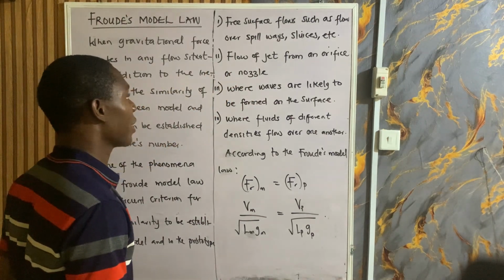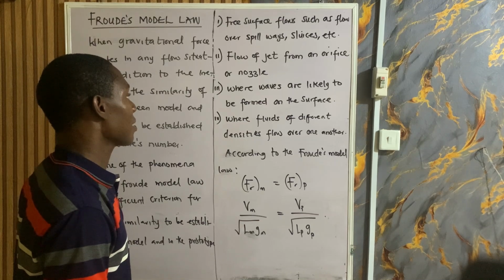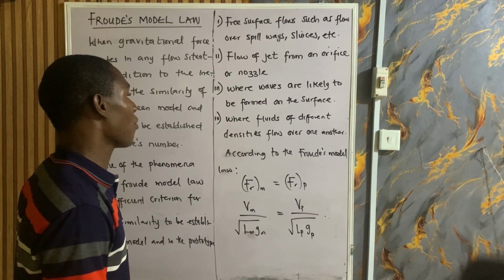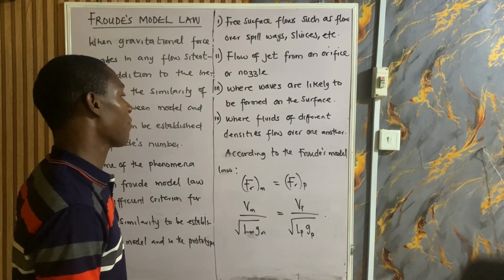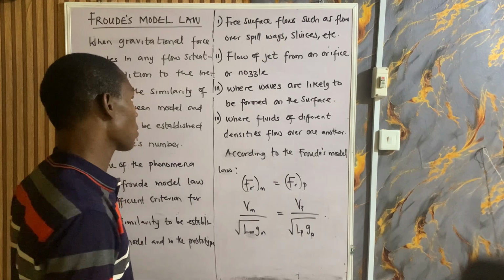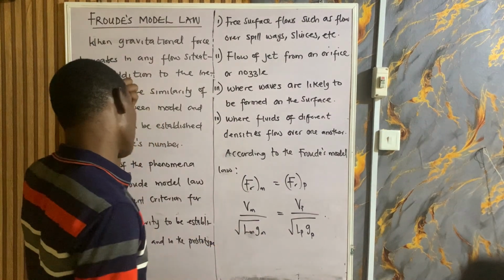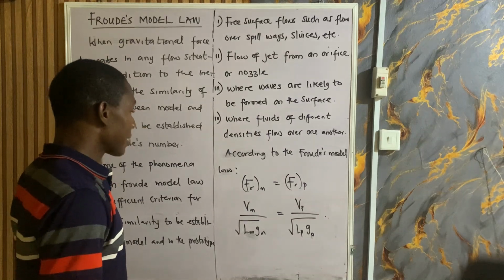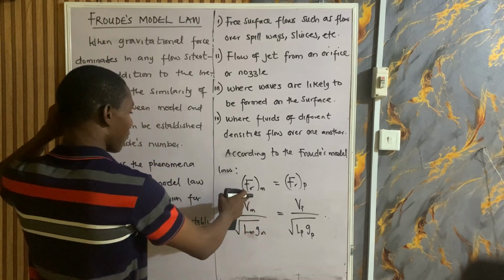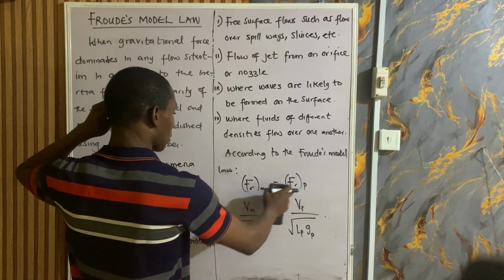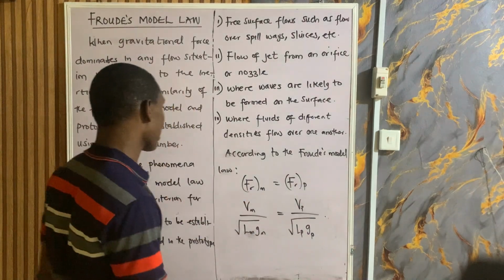Secondly is the flow of jet from an orifice or nozzle. 3. Where waves are likely to be formed on the surface. And 4. Flow where fluids of different densities flow over one another. Open surface flow is flow over an open environment. Okay. Next, according to the Froude model law, we have that the Froude number for the model must be equal to the Froude number for the prototype. And this is the formula for the Froude number. Let's just take an example here now.